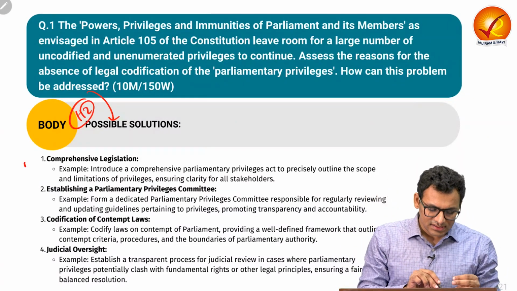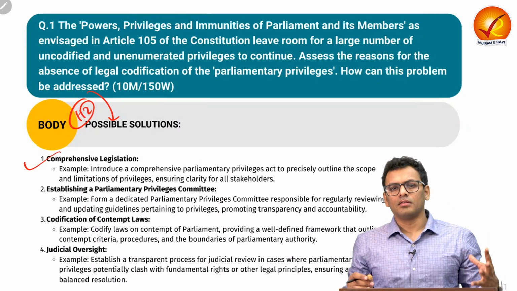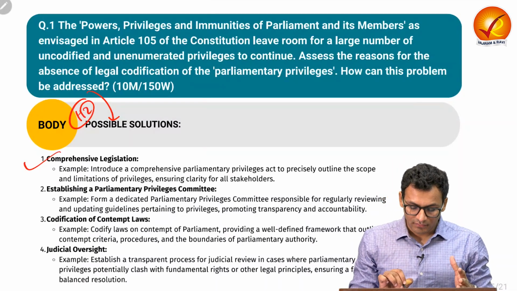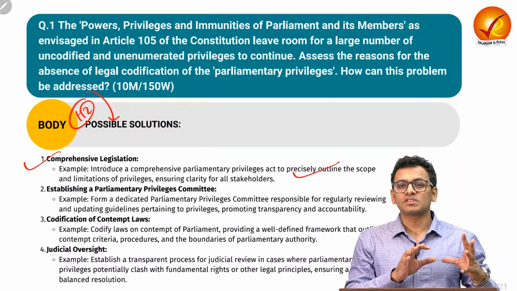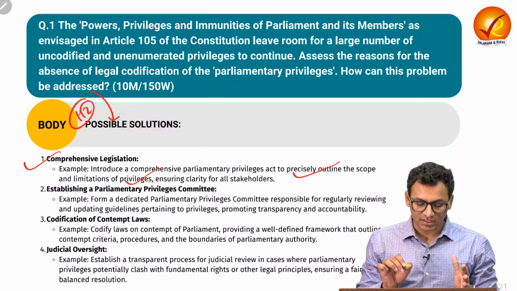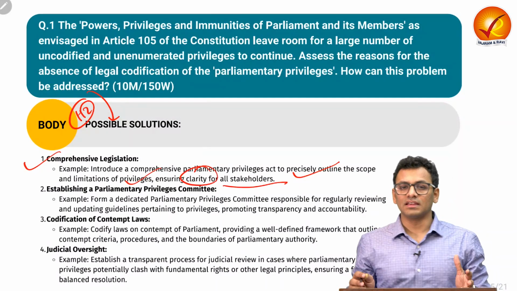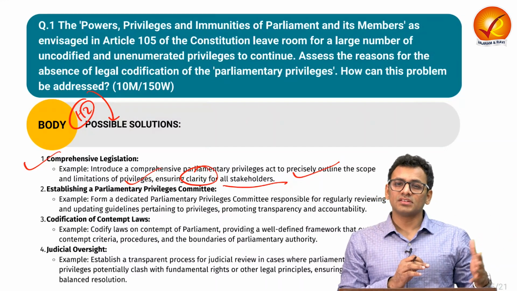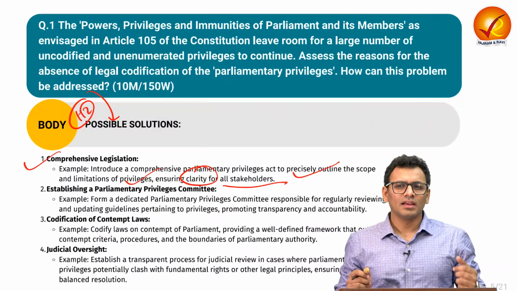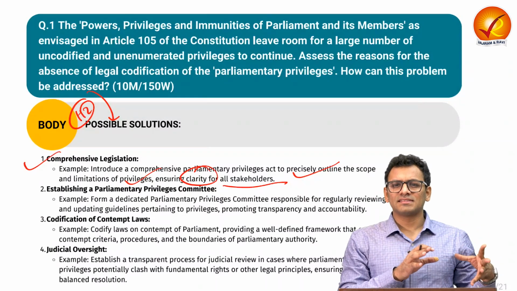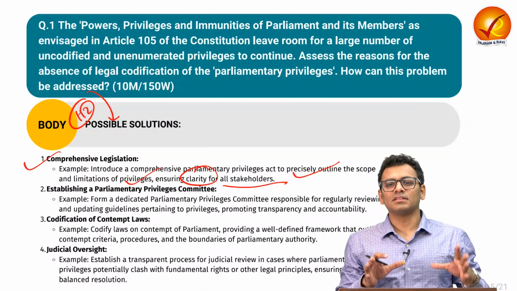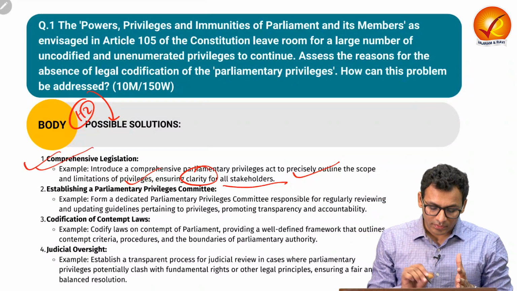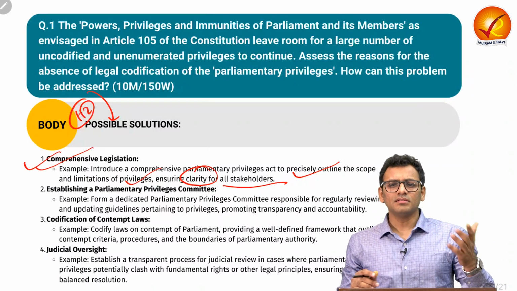Over here, we can start with a little nudge towards comprehensive legislation, where a precise outline of the scope and limitation of the privileges can be done to ensure clarity for all stakeholders. We have seen that there is one reason behind non-codification, that was open to manipulation and certain kind of abuse. But at the same time, if all the stakeholders can come to certain kind of consensus, there is possibility of comprehensive legislation which cannot be misused.